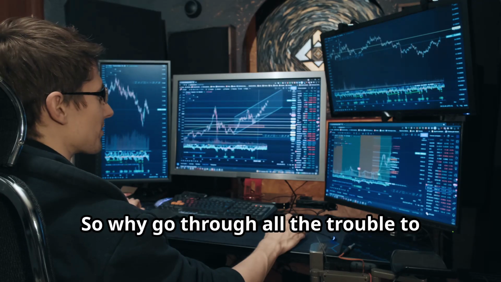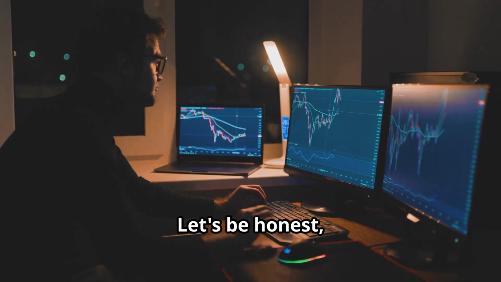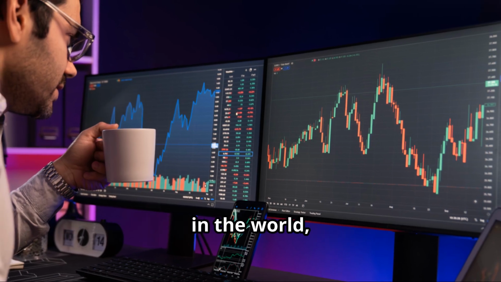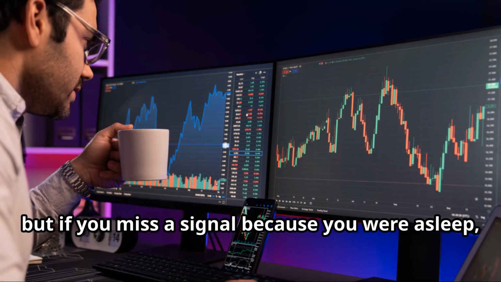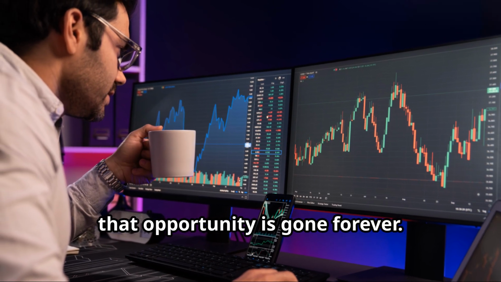So why go through all the trouble to connect these two? The number one reason is automation. Let's be honest, staring at charts all day is exhausting. You could have the best trading strategy in the world, but if you miss a signal because you were asleep, at work, or just grabbing a coffee, that opportunity is gone forever.